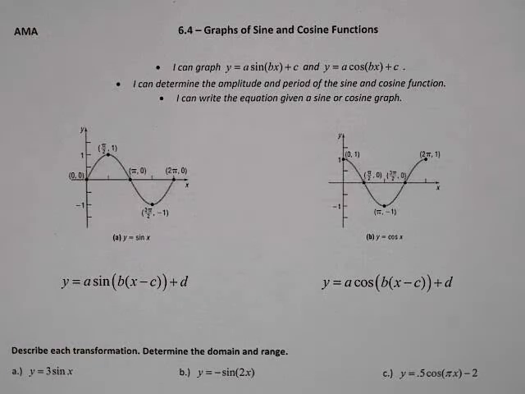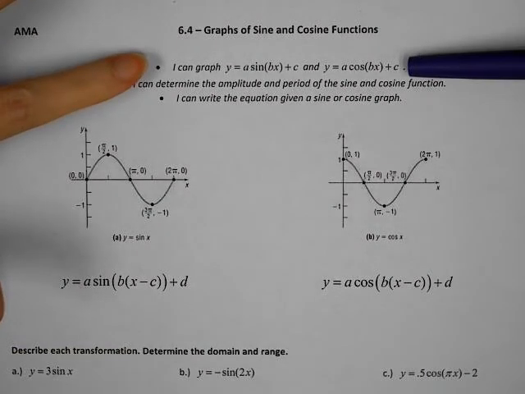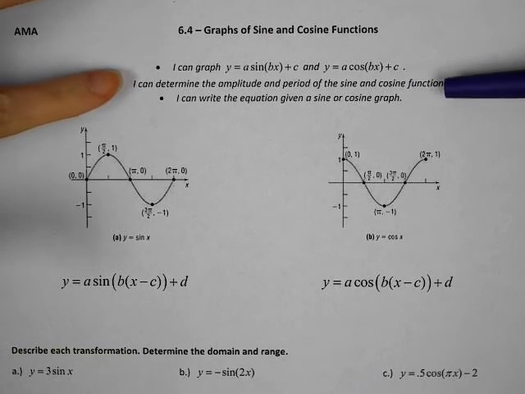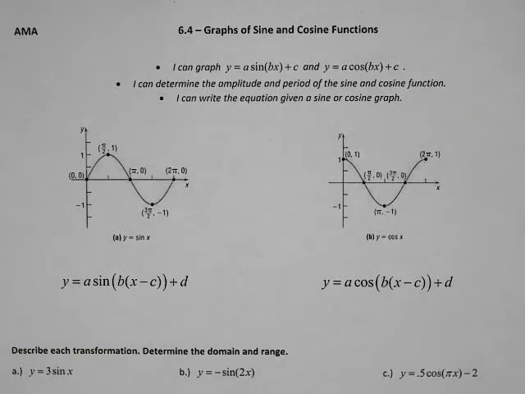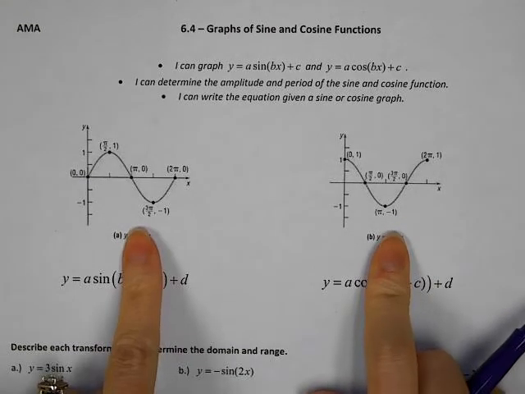Hello everybody, this is the lesson on 6.4, which is graphs of sine and cosine functions with shifts and all that good stuff. So the learning targets are graphing sine and cosine, determining the period and the amplitude of sine and cosine, and writing equations given a sine or cosine graph. Okay, so first let's look at the basic shape of a sine and cosine curve.